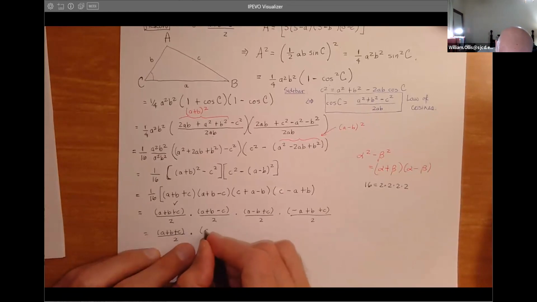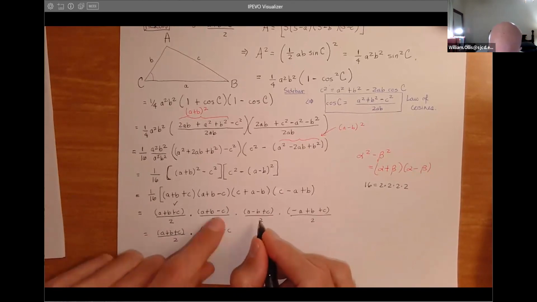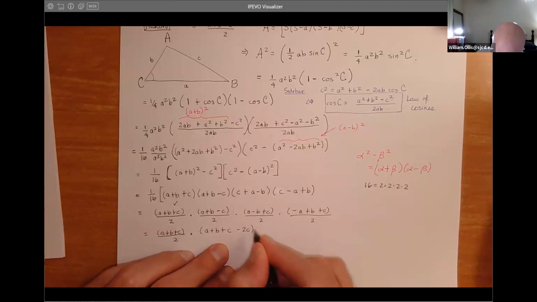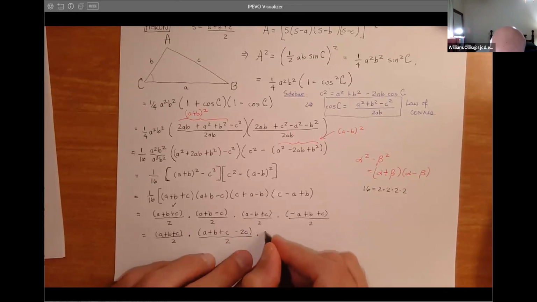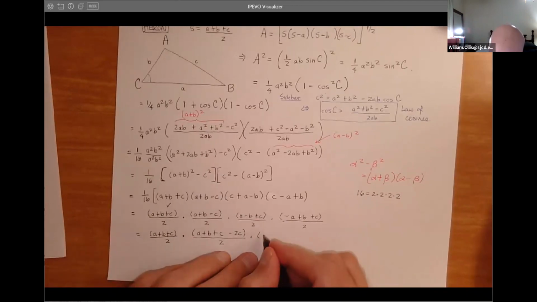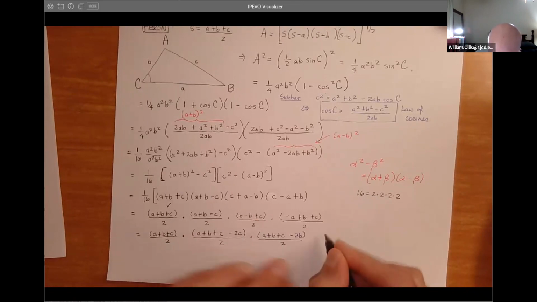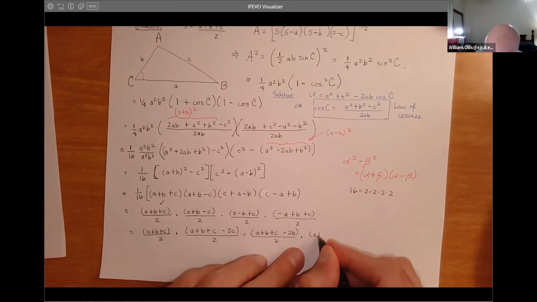And now we'll do A plus B plus a C. And then, of course, if we add a C, we have to fake it. We have to get rid of a C right there. So we have another C there. And here we need an A plus B plus C. So we do A plus B plus C minus 2B. And then we need a positive A. So we do A plus B plus C minus 2A.